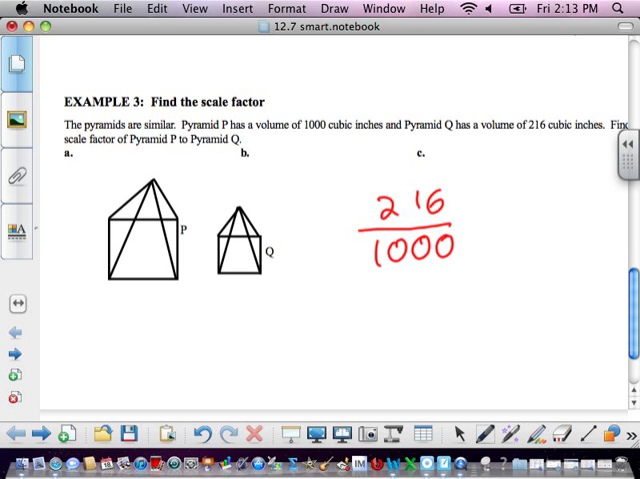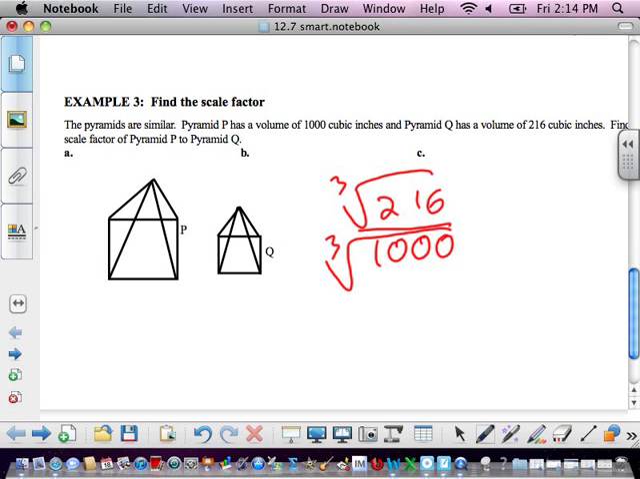So we've got both of their volumes. How do I get back to their side scale factors? You're almost there. So if it was surface area, you would square root it. Since it's cubing, we cube root it. Yep, and I'll show you how.